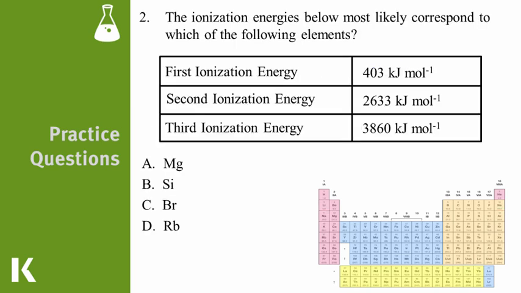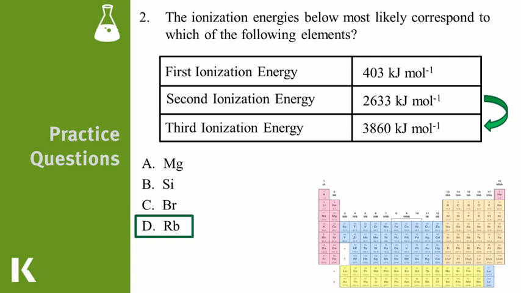This question is asking you to think about ionization energies and how this value changes through the first to third ionization. The answer is D, rubidium. Recall that ionization energy is the energy required to remove an electron. Exceptionally large changes in ionization energies occur when we take an electron from a stable electron configuration. The gap between the first and second ionization energy is over 2,000 kilojoules per mole. The gap between the second and third is just over 1,000 kilojoules per mole.